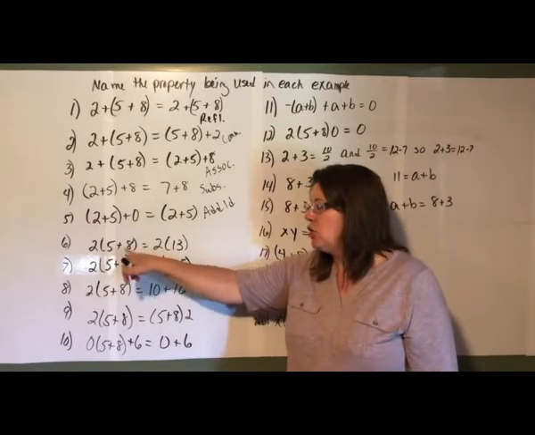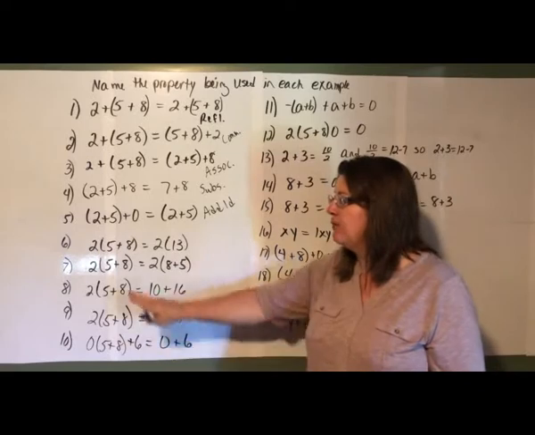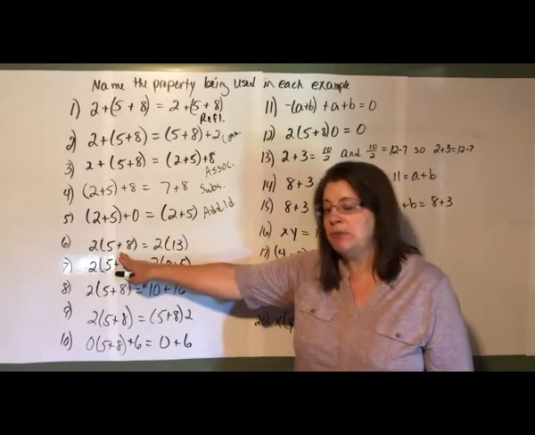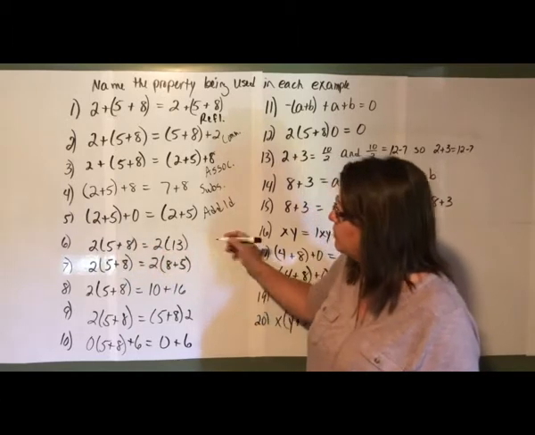For the next one, 2 times 5 plus 8 equals 2 times 13. At first glance, you might try to say that's distributive, but if you notice, we have replaced 5 plus 8 with its answer 13.